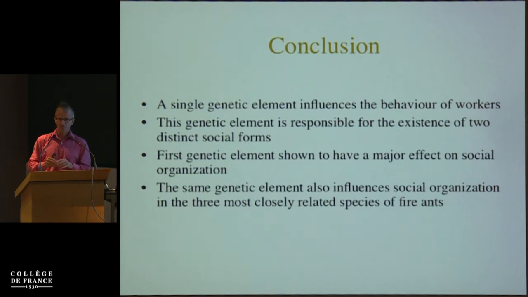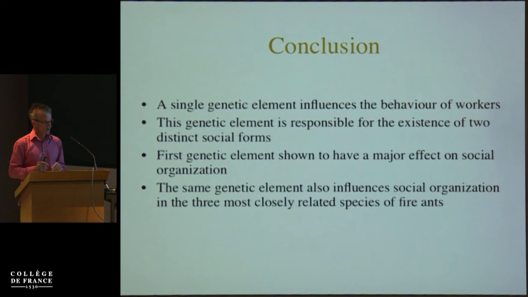It's responsible for the presence of 2 types of social organization. And that was interesting because that was the first genetic element shown to influence social organization in any type of animal. And we found actually that the same genetic element also influences social organization. Actually, it's not 3, it's 5, in the 5 most closely related species of fire ants.